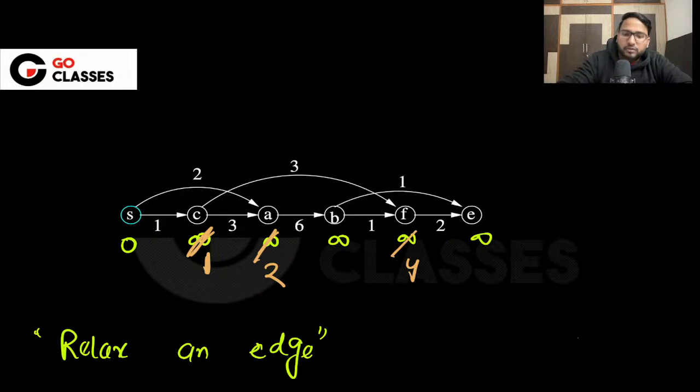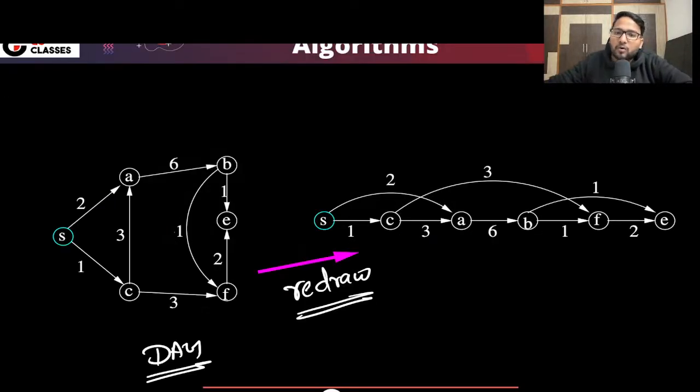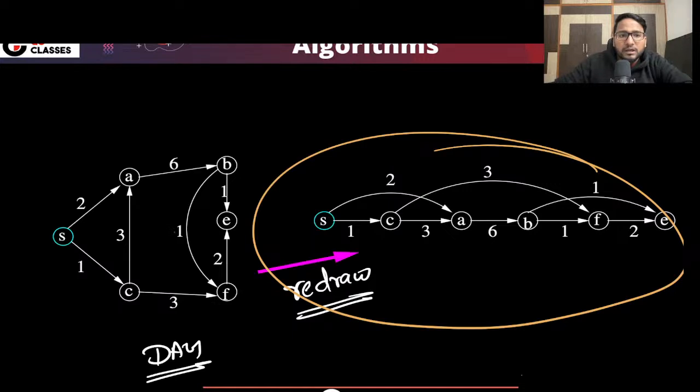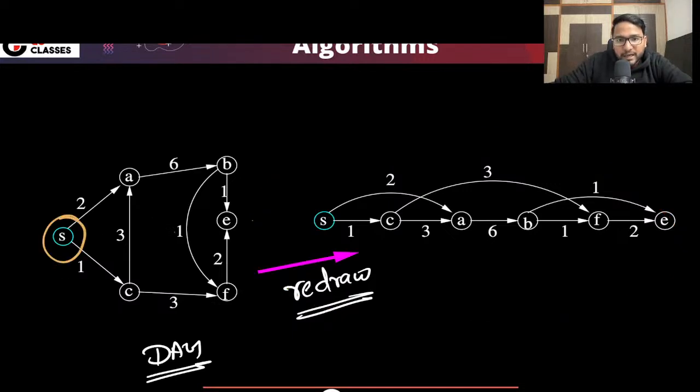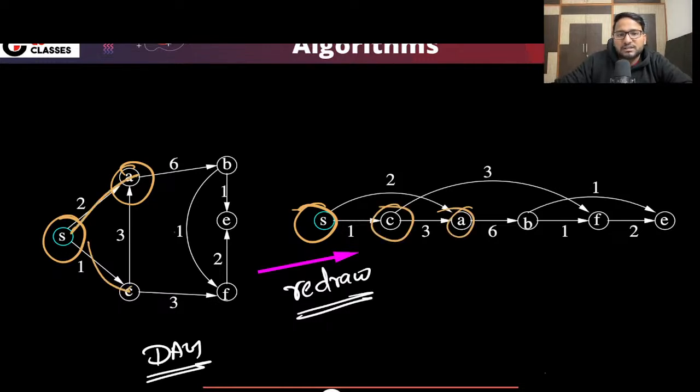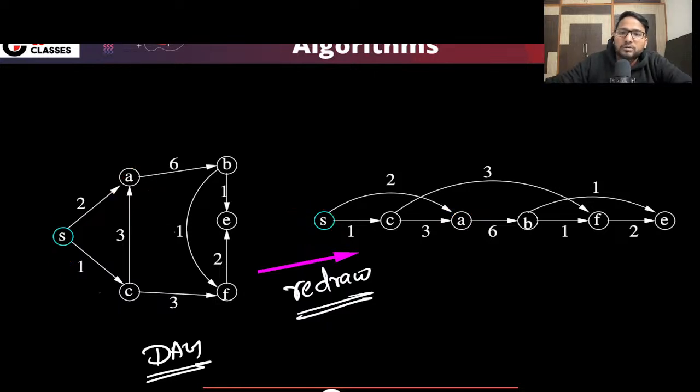Govind is asking how you are redrawing. Just like that. This is S, you put it here. This goes to A, and A and C are there. It is just a visualization, okay? Just like a visualization. There is nothing I have done here, no algorithm or anything.